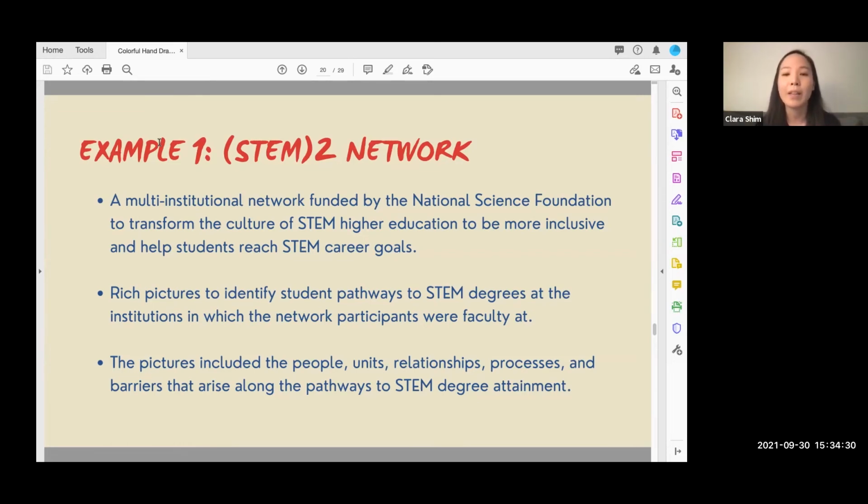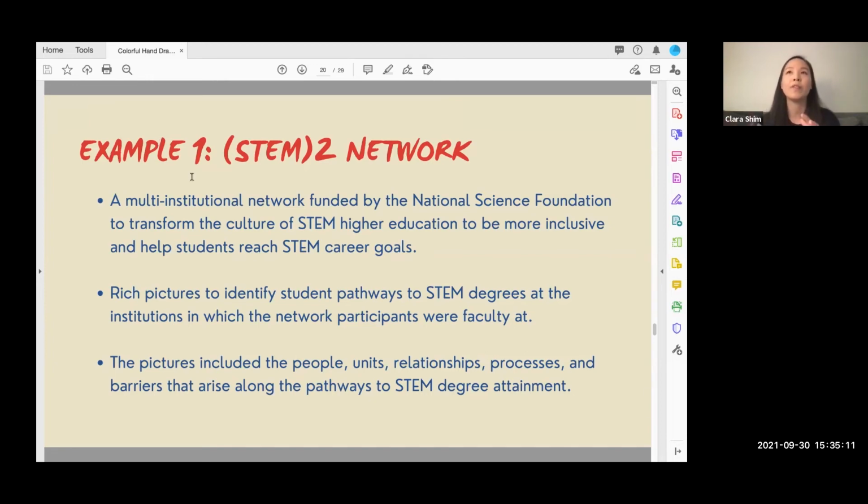It is funded by the National Science Foundation to transform the culture of STEM higher education so that it can be a lot more inclusive and help students reach their STEM career goals. That is their ultimate purpose, what they wrote in their proposal. And for us as the evaluators, our role in using rich pictures was to help the faculty members within these higher education institutions who are part of this network to ultimately identify student pathways to STEM degrees at the institutions in which the network participants were faculty.